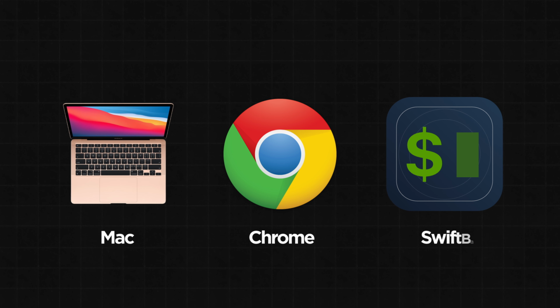Number 3, SwiftBar. Free app. Download from swiftbar.app. It just runs shell scripts and puts the output in your menu bar. That's its whole job. That's it. 3 things.